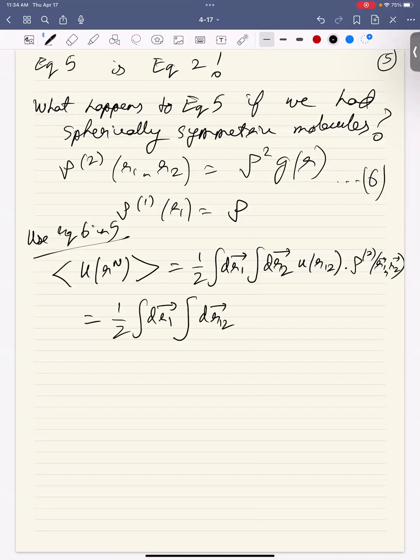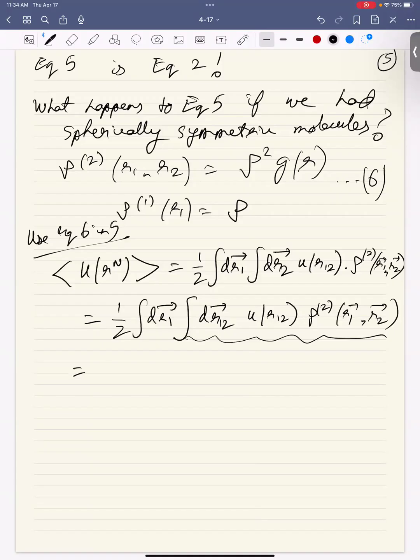dr12, and then we will have U of R12 rho 2 of R1 comma R2, but we are talking about spherically symmetric things. So if you're talking about a spherically symmetric thing, this integral can be carried out. dr12 is going to depend only on the distance r12. The phi and psi term between the tip of the first vector and the beginning of the other vector, that's not going to matter.